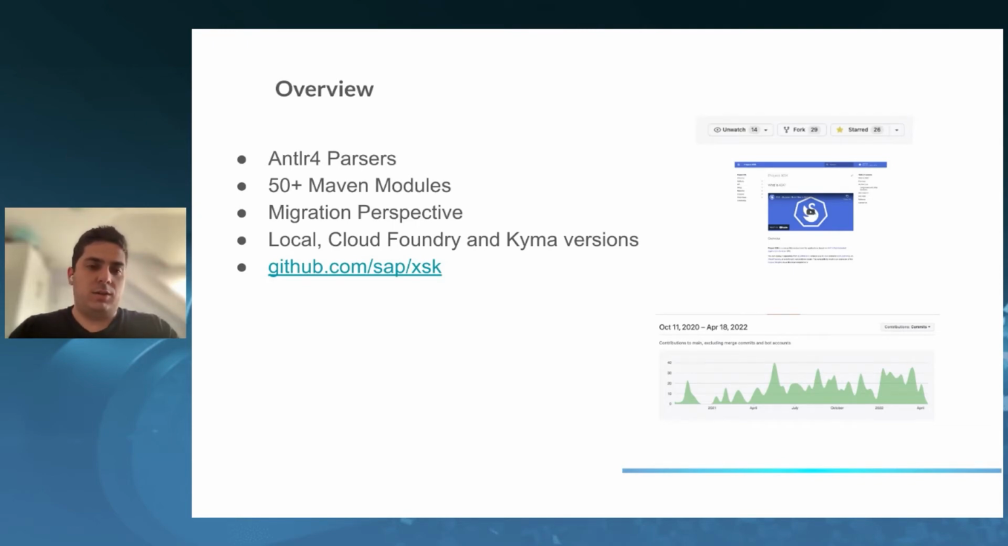About XSK, it has a few versions which you can try to run locally, on Cloud Foundry, or in a Kyma environment. As I said in the beginning, the SAP BTP Kyma environment is based on the Kyma project, which is again an open source project by SAP. You can find it at kyma-project.io, and it is providing Kubernetes with a few additional resources like service binding and so on.